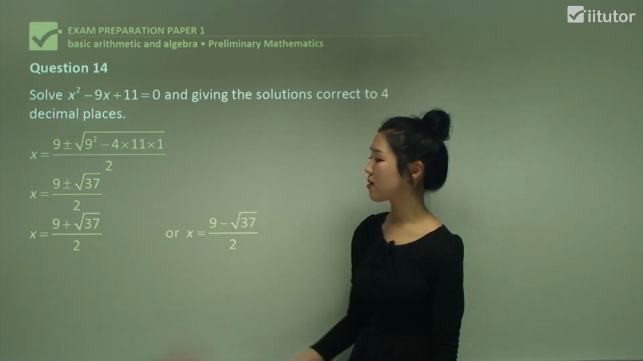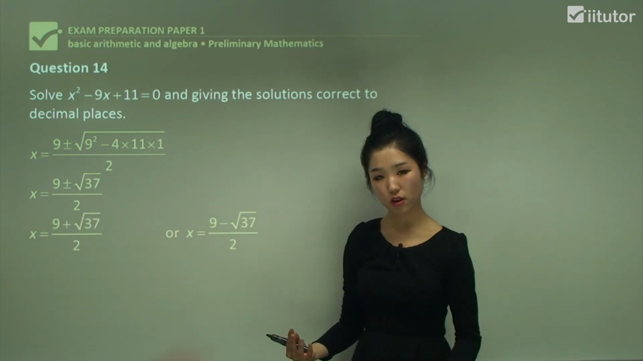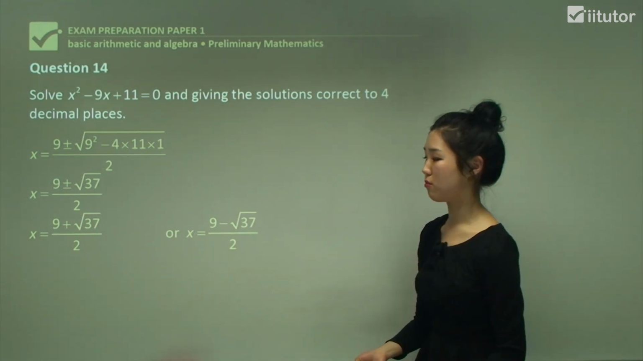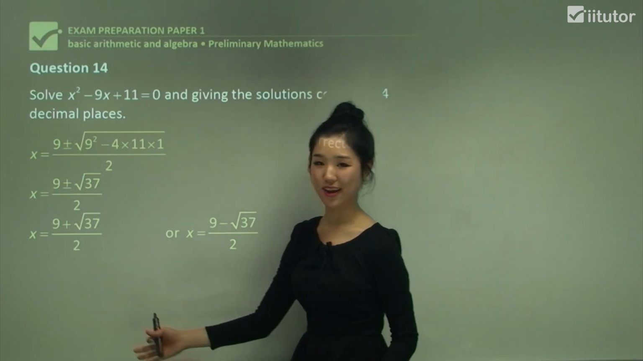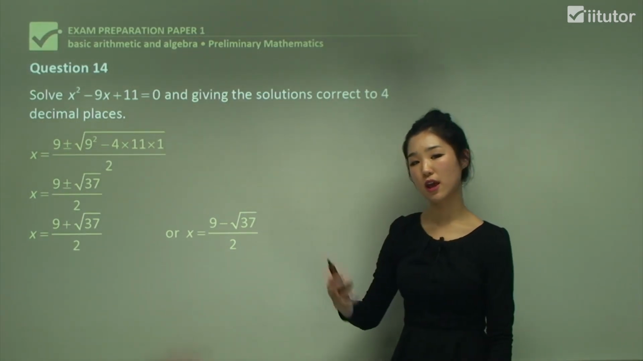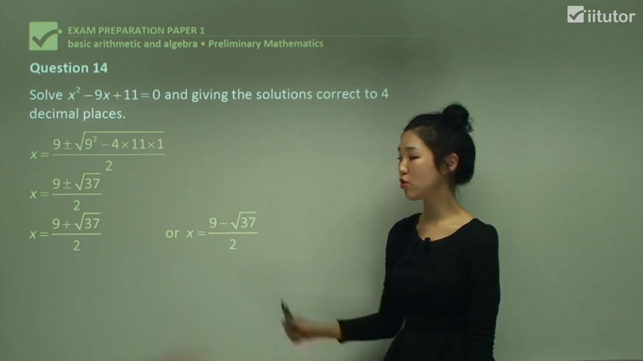So guys, the answer is x equals 9 plus root 37 on 2 and 9 minus root 37 on 2. Sorry if I said 32, it's root 37, okay? And because I need to correct it to 4 decimal places, I've got to put each and every one of them into my calculator. So do one at a time.